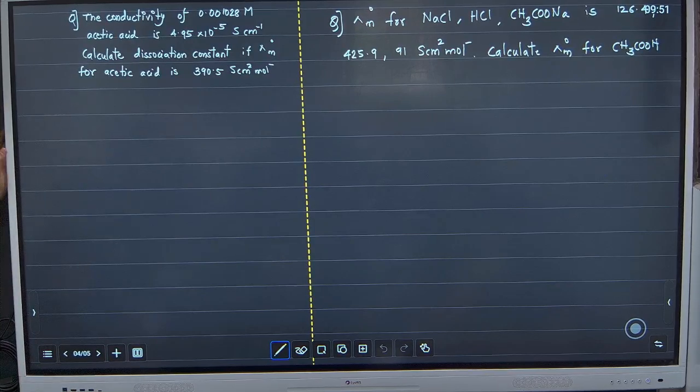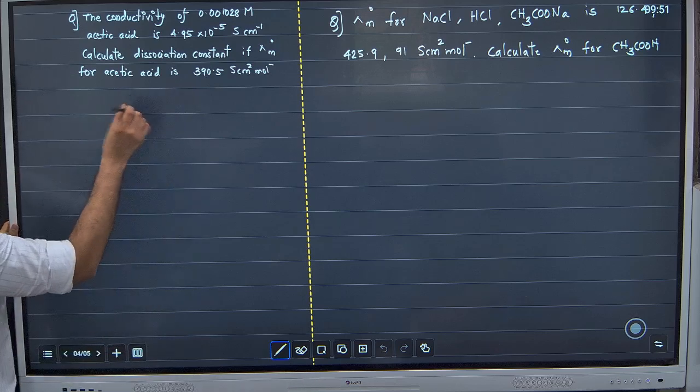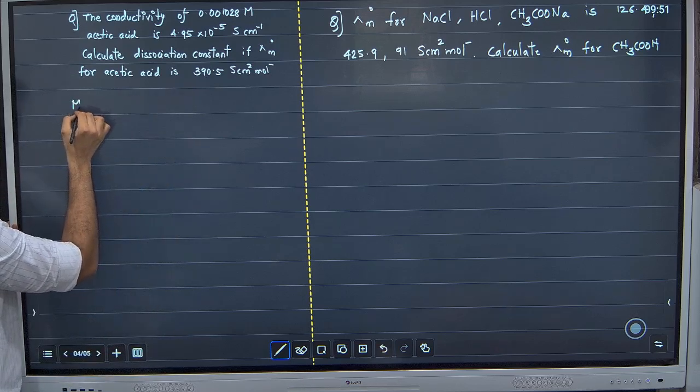Chalo. Look at the first question. What does the question say? The conductivity of 0.001028 molar acetic acid. So what concentration did they give, people?